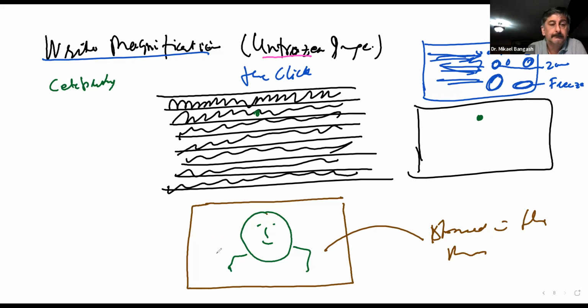Did that make sense, dears? Yes. So you are zooming in on the region of interest, which is unfrozen because you haven't taken the picture yet. That will be write magnification.